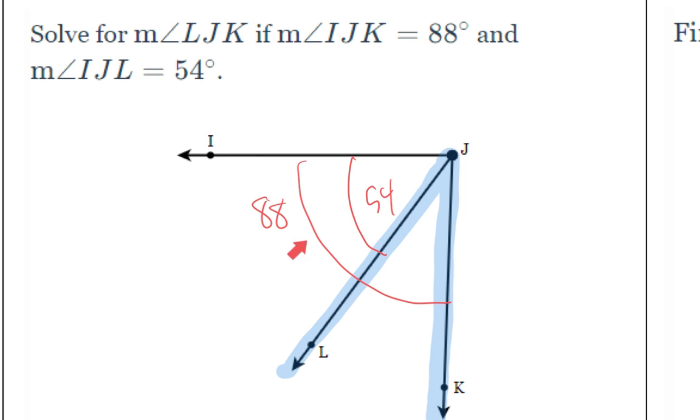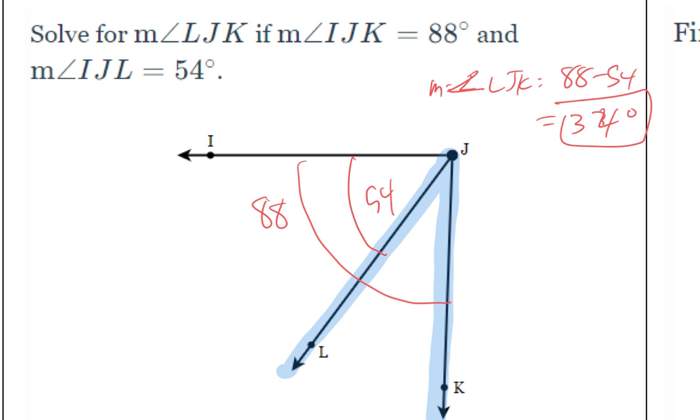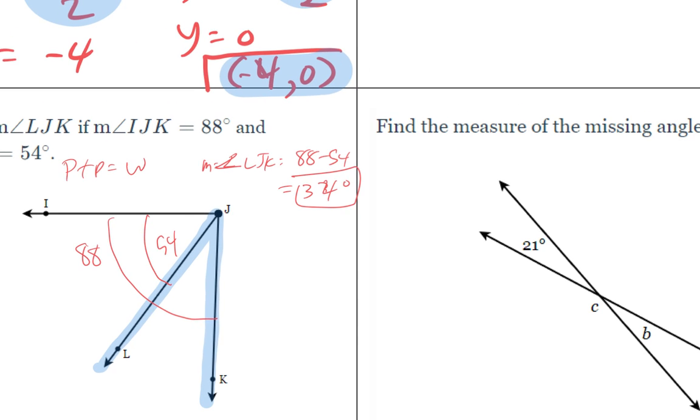So let's think. We have the whole thing and one part. We're trying to find the other one. We're going to work backwards, right? We're going to say the measurement of angle LJK is 88 minus 54, right? So that gives us 34 degrees. Okay, simple as that. So we're going to think part plus part equals whole. If they give us the whole amount, they don't tell us it's 90, right? We don't know that it's 90, right? It's actually 88, right? So that's it. Okay, let's highlight that.